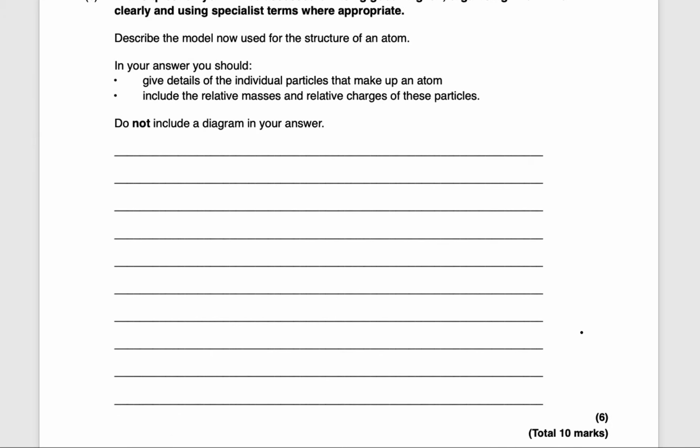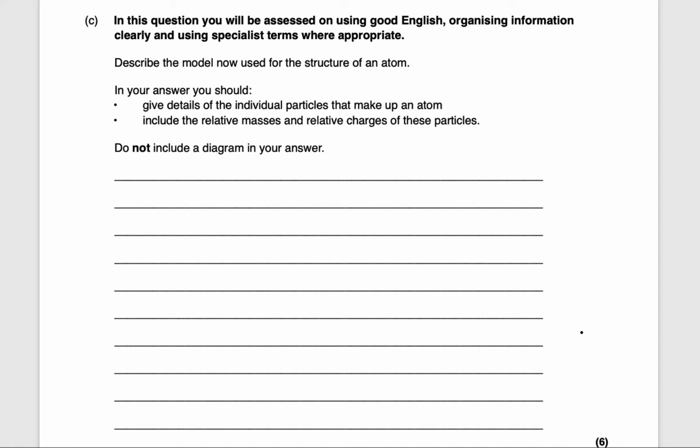Okay, final question now. In this question, you will be assessed on using good English, organizing information clearly, and using specialist terms where appropriate. Describe the model now used for the structure of the atom. In your answer, you should give details of the individual particles that make up an atom and include the relative masses and relative charges of these particles, and you can't include a diagram in your answer. So what model is used for the structure of the atom? And you need to give the information on the individual particles and the relative masses and charges.